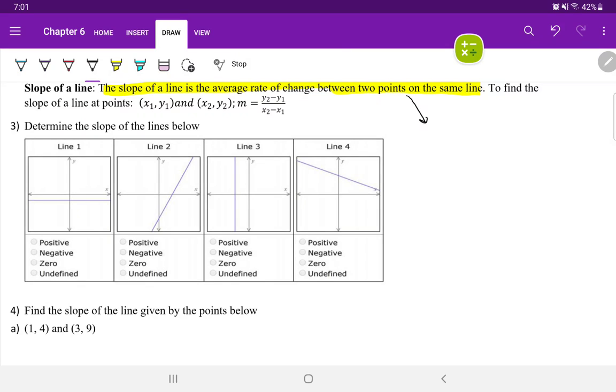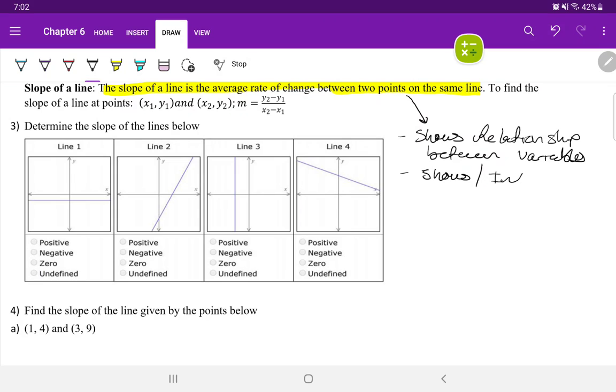The slope of a line also shows the relationship between the variables. The slope of a line also indicates the direction of the line and data.